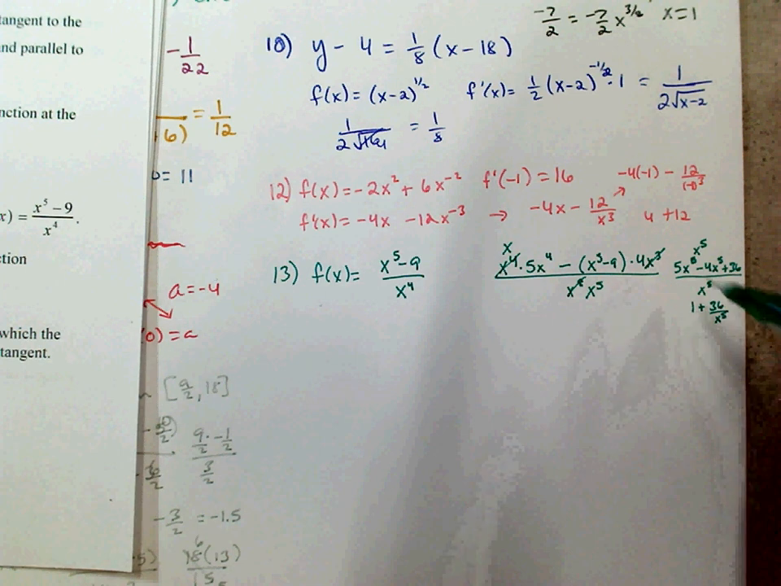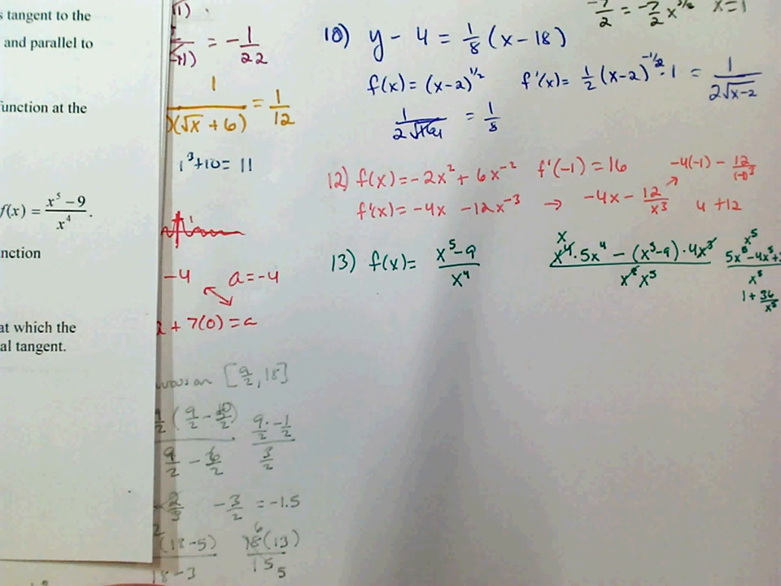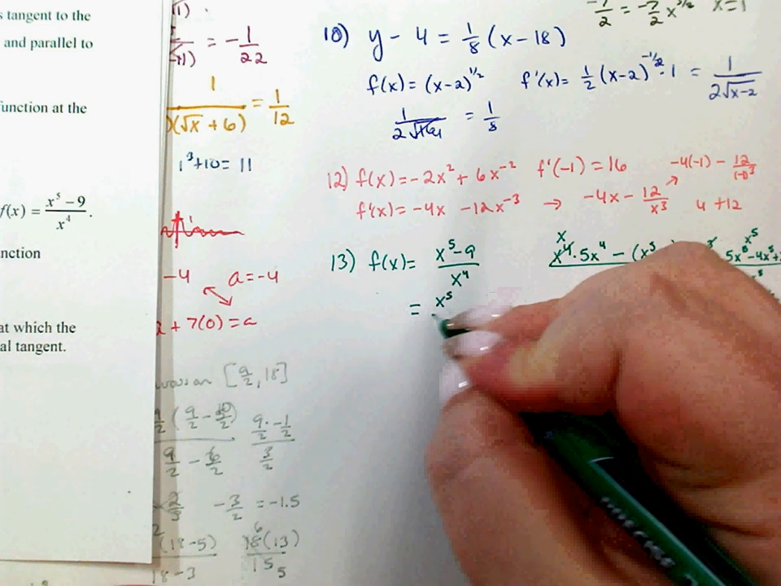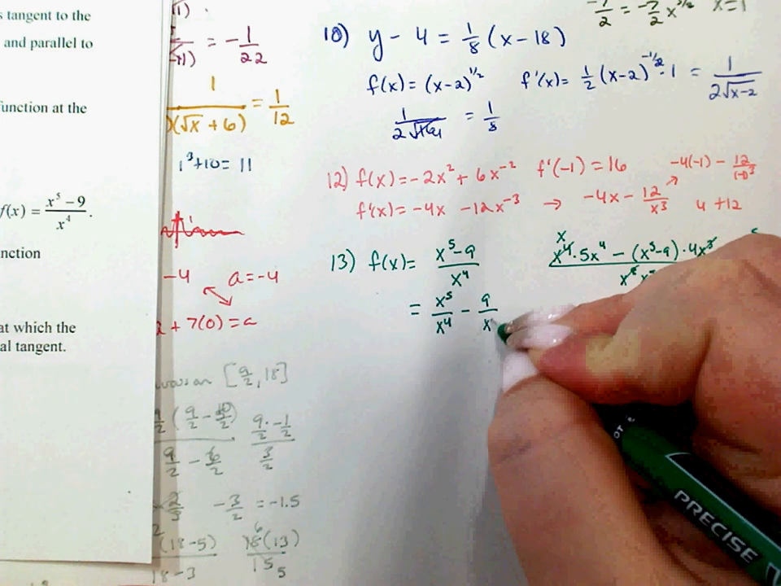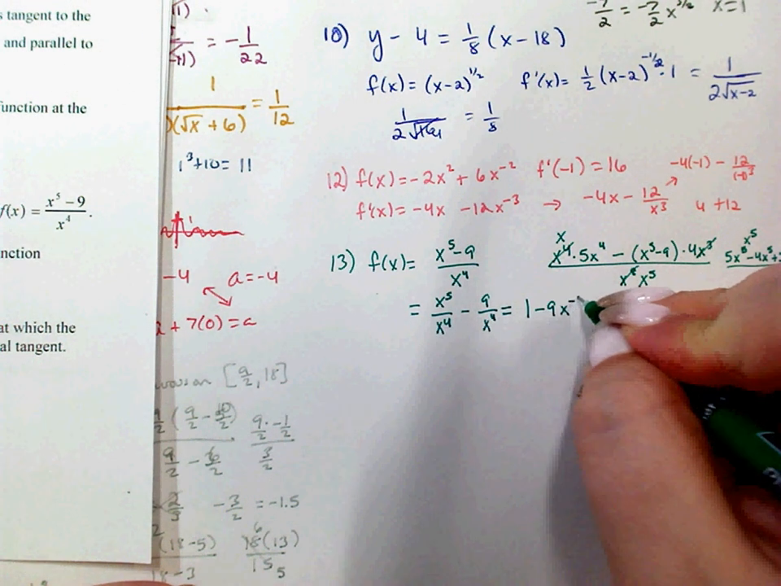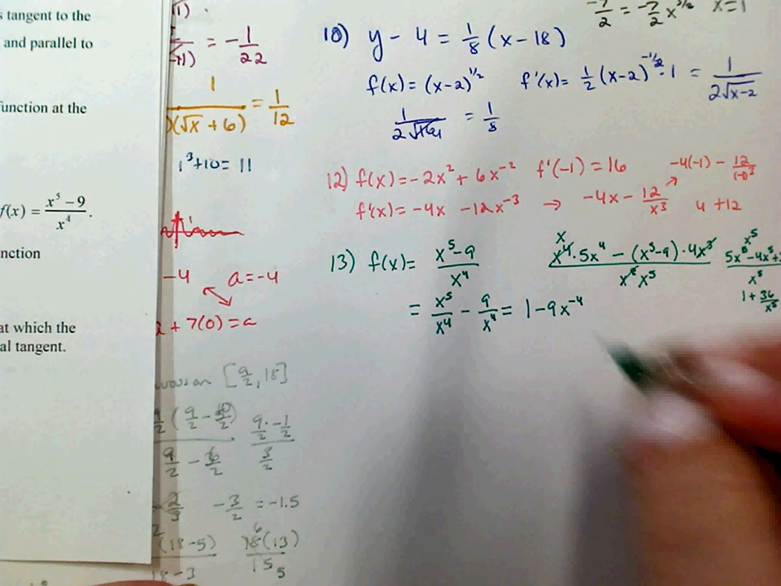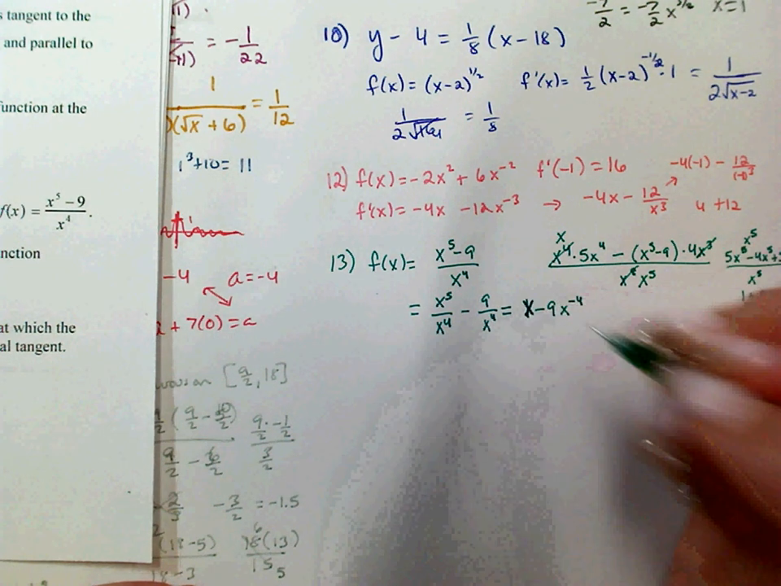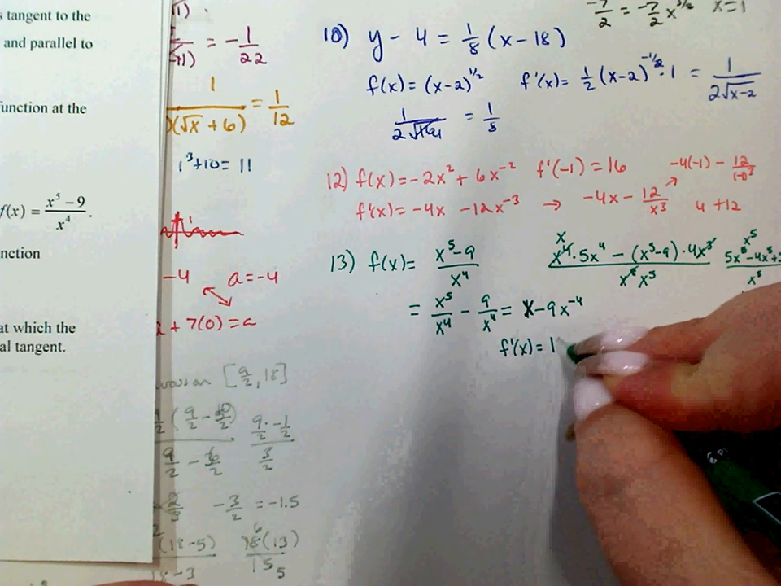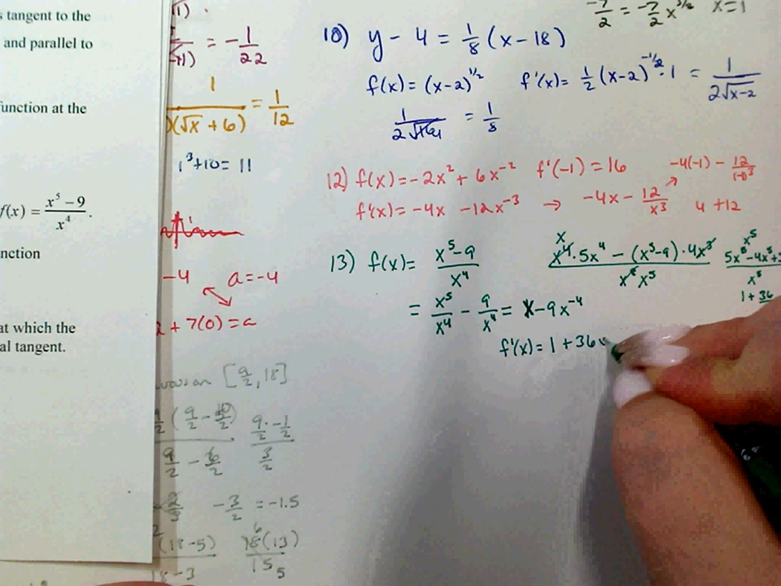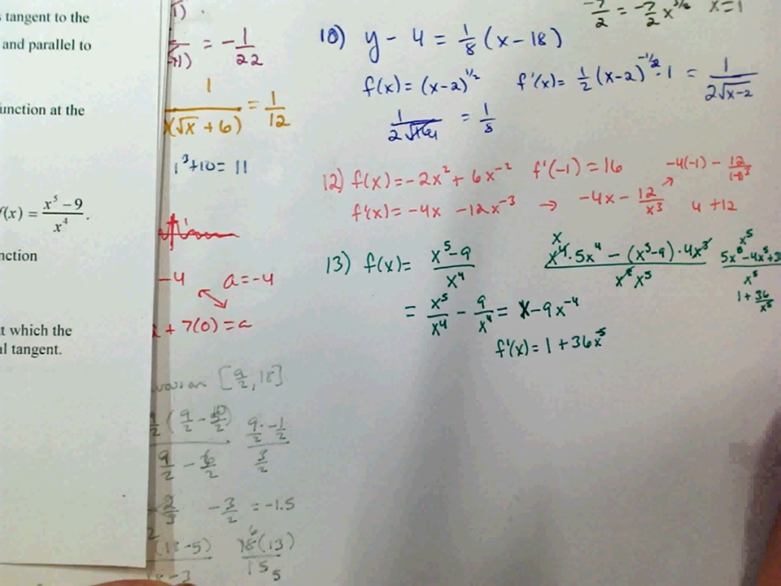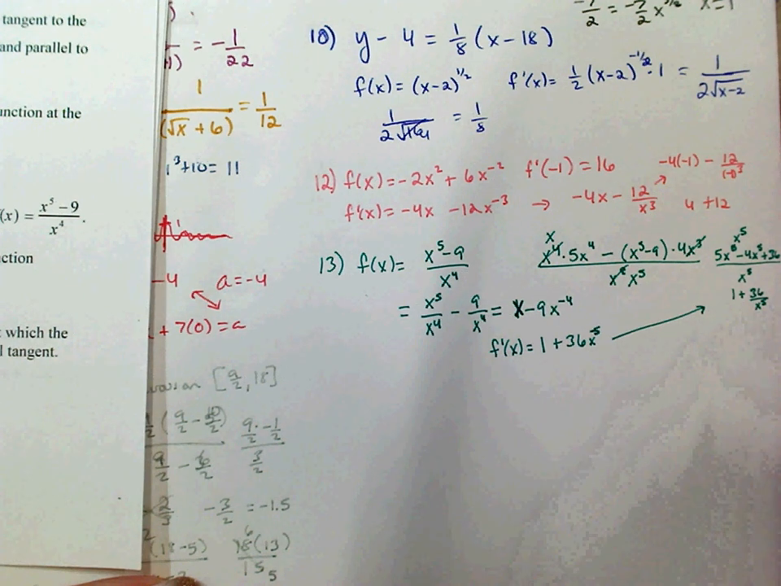But let's prove that we can also get that by doing this. This right here is also equivalent to x to the 5th divided by x to the 4th minus 9 divided by x to the 4th. This is when you have a single term, which is the same thing as saying x minus 9x to the negative 4th. So the derivative of that would be 1, and then bring that down, plus 36x to the, subtract 1 from the power, and that's a negative 5, and you can see how that is 1 plus 36 over x to the 5th.